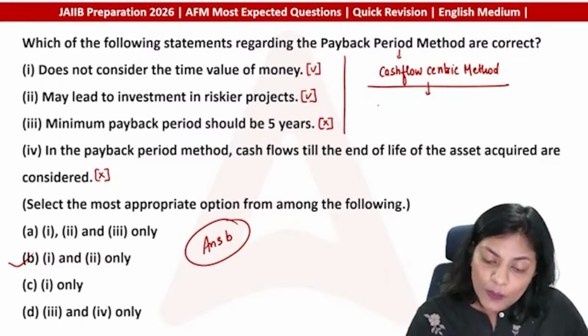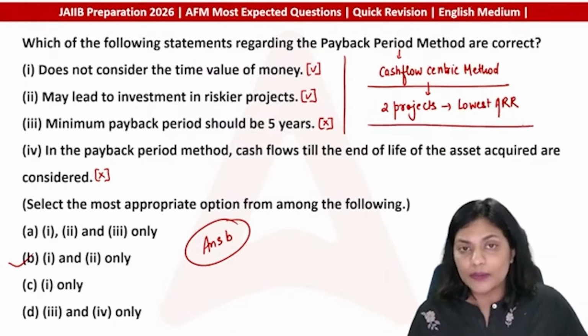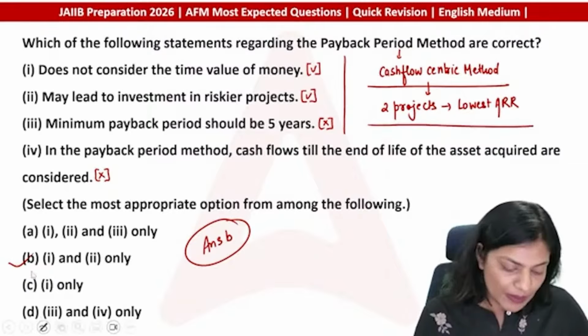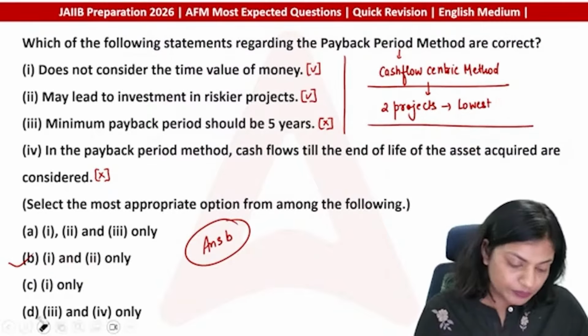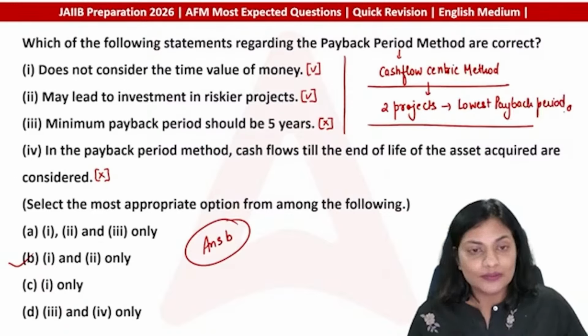And if there are two projects, we will select the project with lowest payback. Why? Because it is measured in terms of time. So the project with lowest payback period, I'm so sorry, the one with the lowest payback period would be selected. Okay. I hope this part is clear.